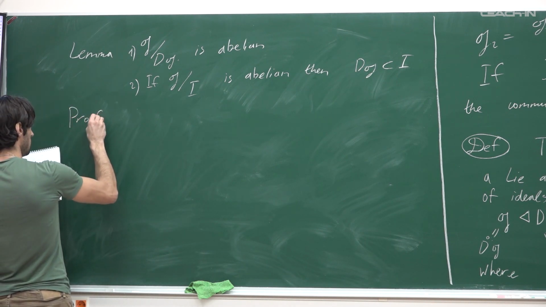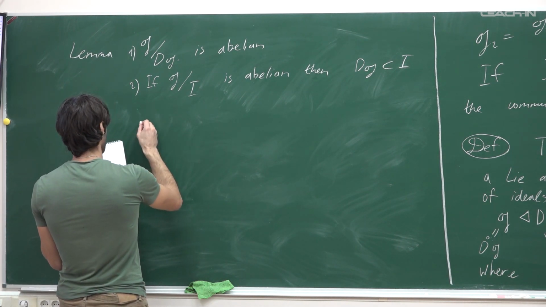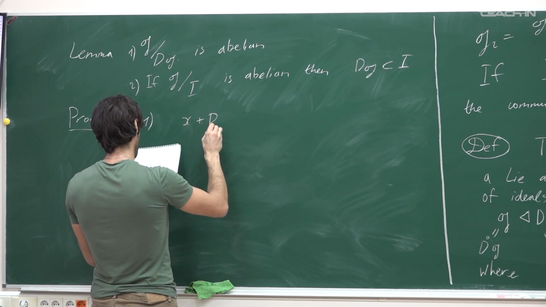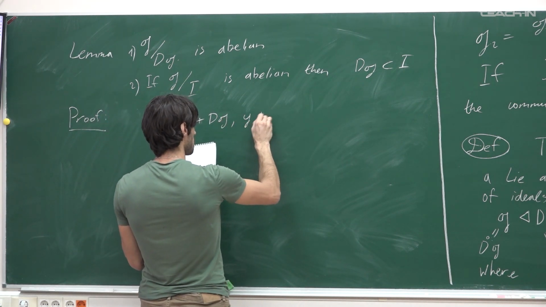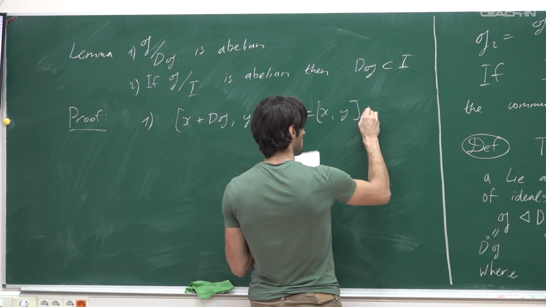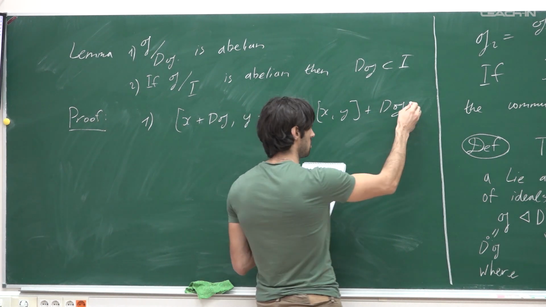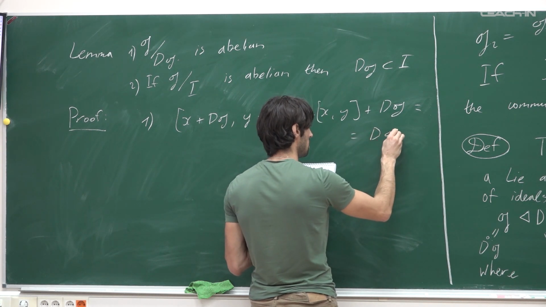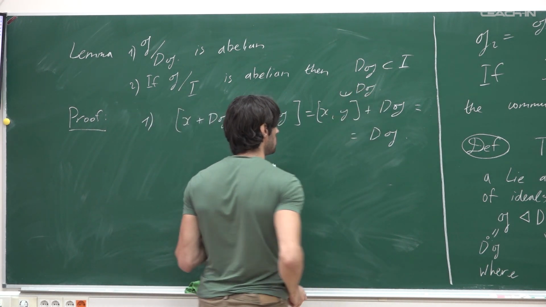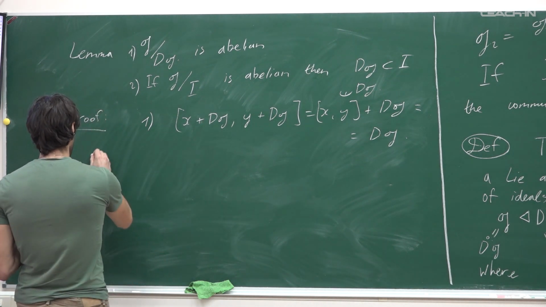Proof. Well, the first one is almost obvious. You take the commutator of this class with this class; it is by definition the class of the bracket of x and y. But this one belongs to DG, because the bracket lies inside G. So when you quotient, this just becomes 0, and therefore it's abelian.